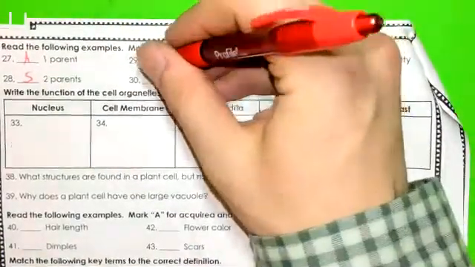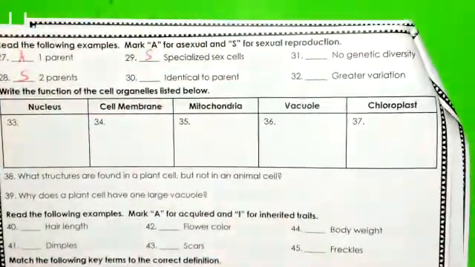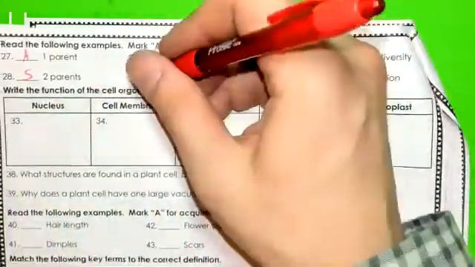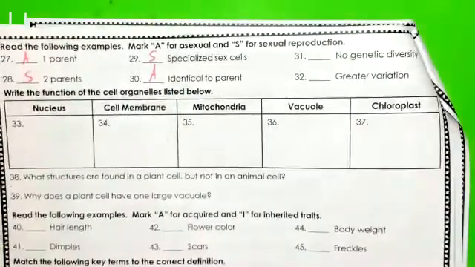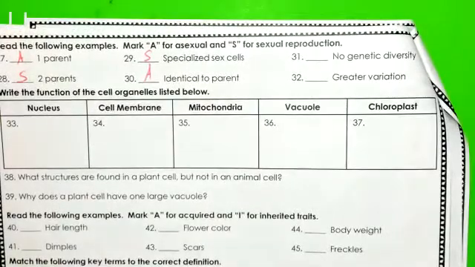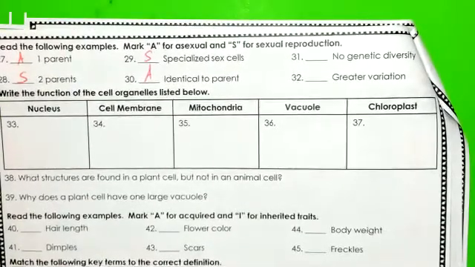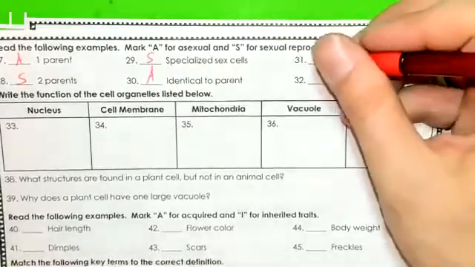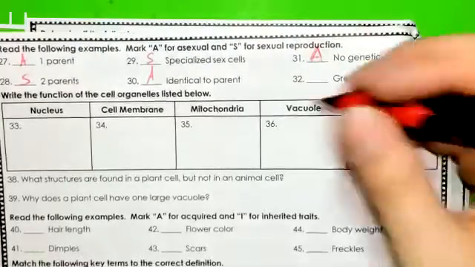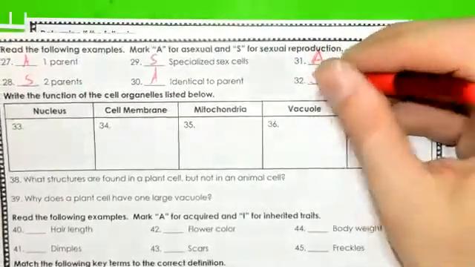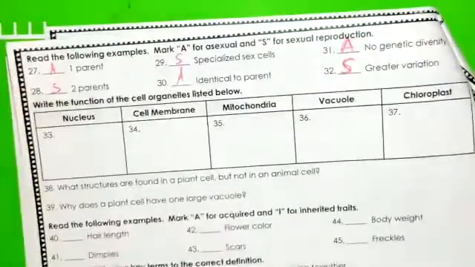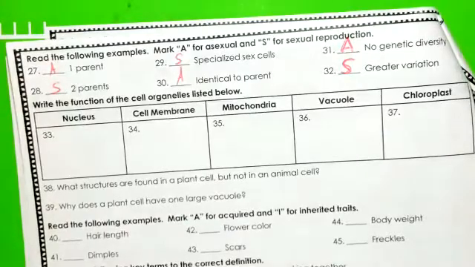Specialized sex cells, sexual. We have to have sperm cells and egg cells in order to reproduce. Identical to the parents, that's our asexual. Since you're splitting or creating a copy of yourself, you're going to be identical to your parents. If you're asexual, we're not, because we are sexual as human beings. No genetic diversity, asexual. And a greater variation would be if you had a sexual reproductive system, because you could spread genes around. You could mate with different members of your species and create a better genetic pool.